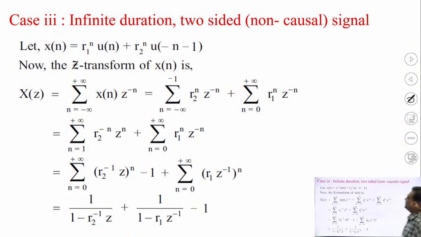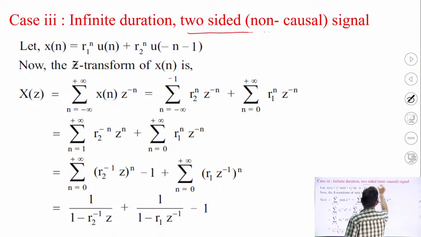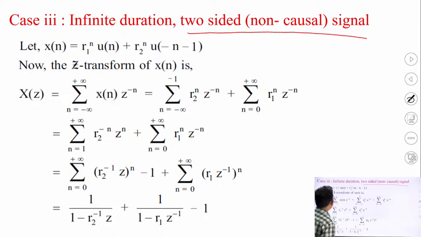Let us take the third case where the signal is two-sided or non-causal. So in that case the signal can be represented like this: r1 to the power n u(n) plus r to the power n u(minus n minus 1). Okay. Now we will take the z transform. Again we have written the definition of z transform. Then this is the definition.